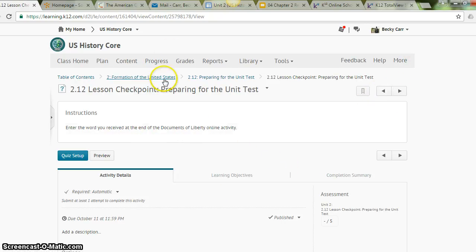Otherwise, for your test, be sure that you go through your reading guides, that you've gone through the readings. Make sure you go through all the activities here in the review lesson, and make special note of the chapter highlights, because those really help get to the main points very nicely for you.